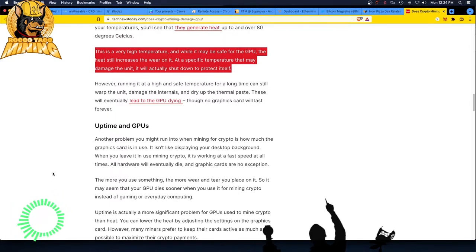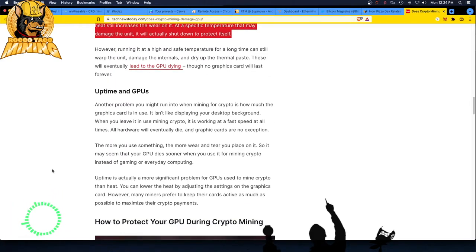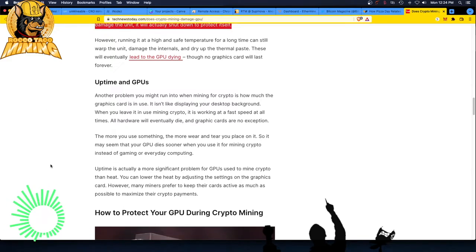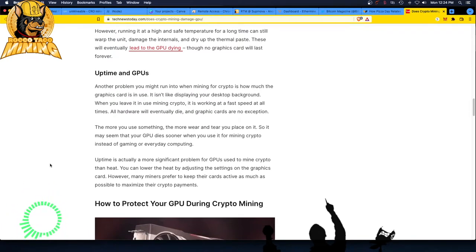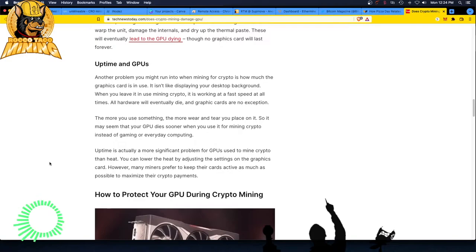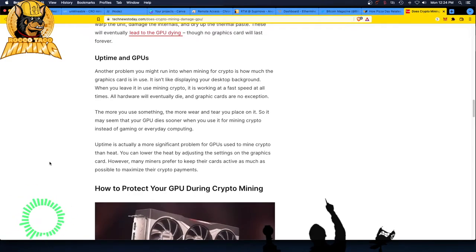Mining crypto is how much the graphics card is in use. You're always using these things. You're always burning them hot. You're always cooking these things. You're using them like a running mule. You're beating these cards to get that yummy crypto, and it puts wear and tear on it. So uptime is actually a more significant problem for GPUs used to mine crypto than heat.